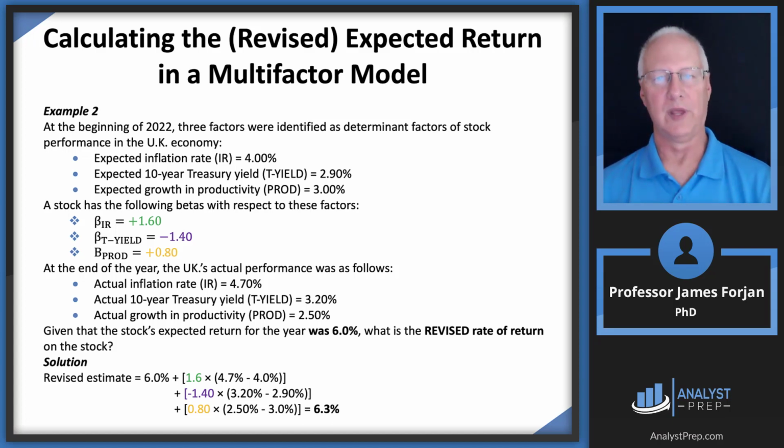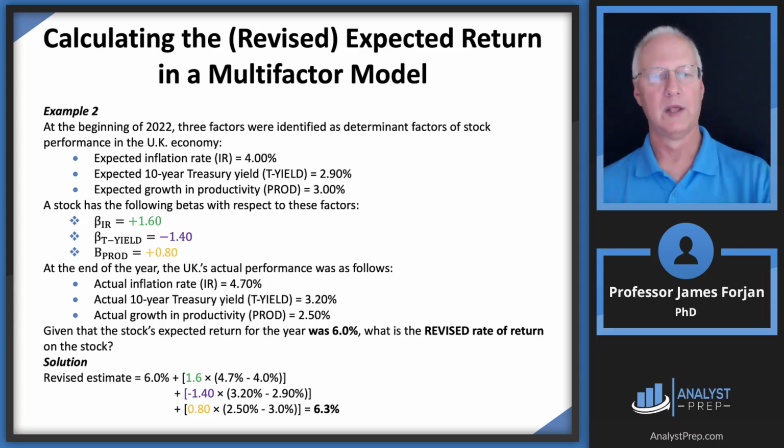All right, let's do another example here. Three factors: expected inflation rate, expected 10-year treasury, expected growth in productivity. We have those, and we have these sensitivities. Notice that we put some in different colors, so you can see the colors up top, and then you can see the colors down below in the mathematics.